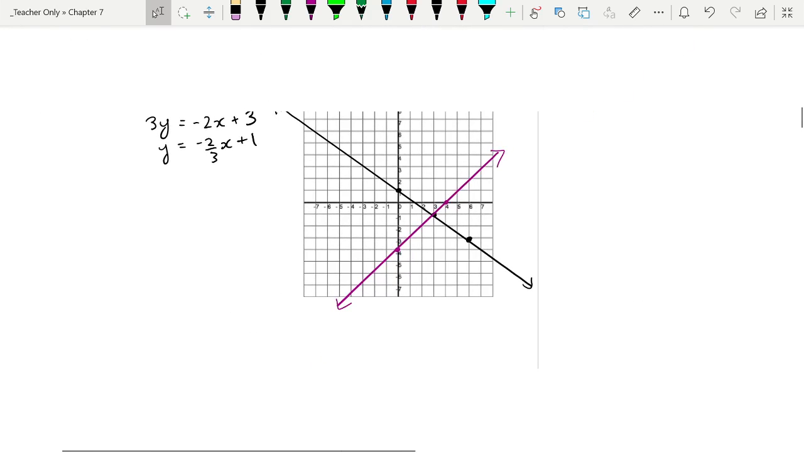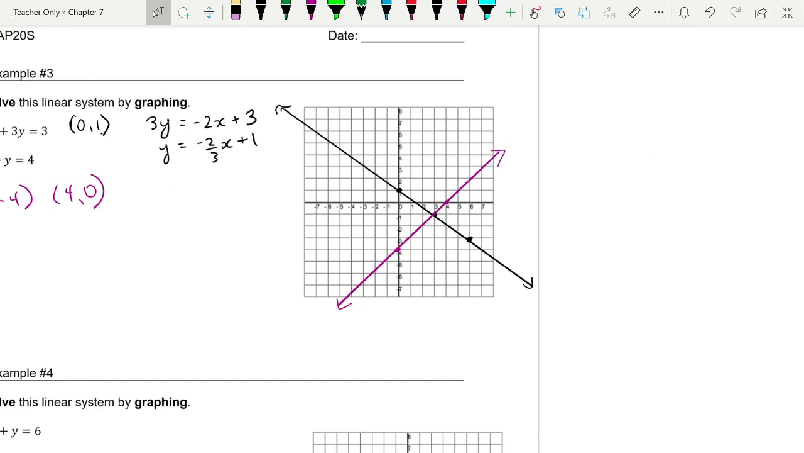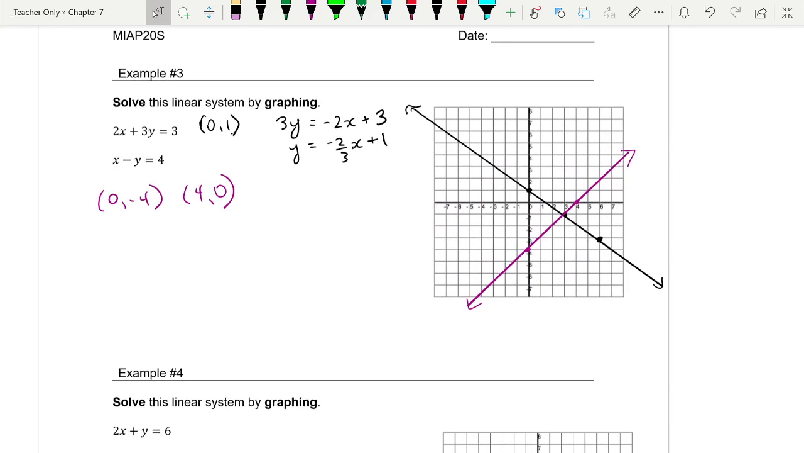If I assume that my solution, I'll do it back to black. My solution, black. If I assume my solution is this point right here, which I'm going to assume is exactly 3, negative 1, how could I check to see if I'm right?